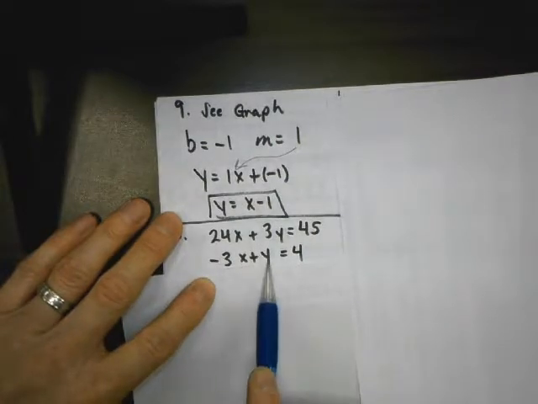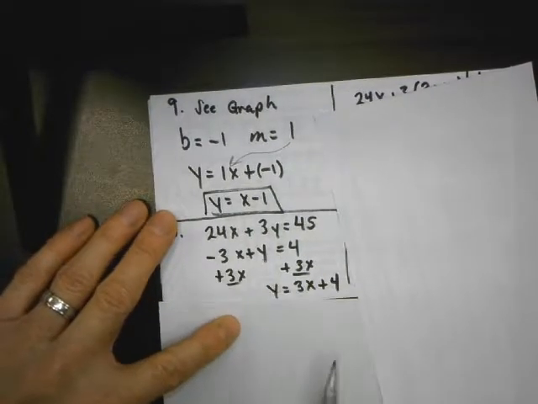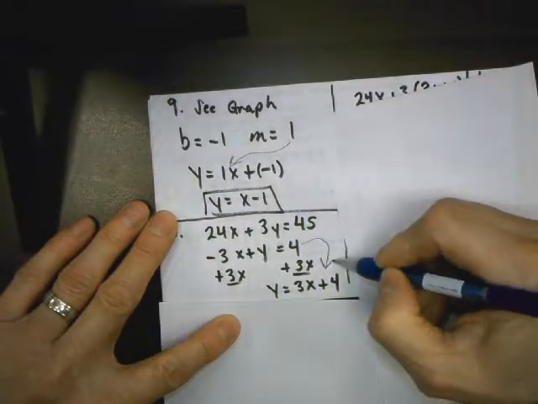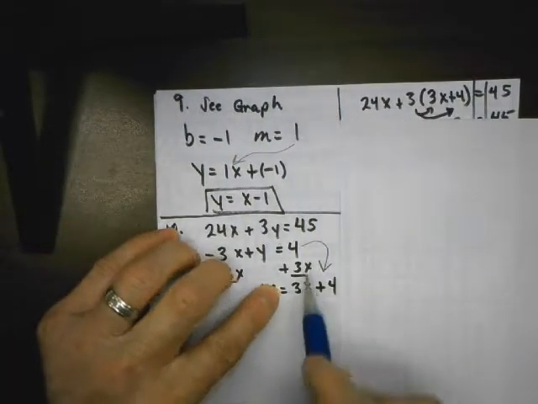So I'll pick the one letter that has no number in front, no coefficient. And I'll isolate that letter. I'll move the negative 3x by adding 3x, and another way to say this equation is y equals 3x plus 4. Now, I have to substitute this equation into the other one where the y goes.